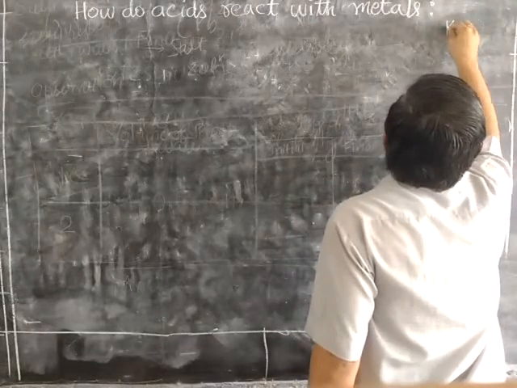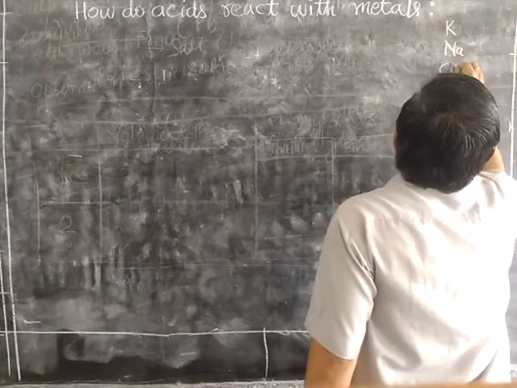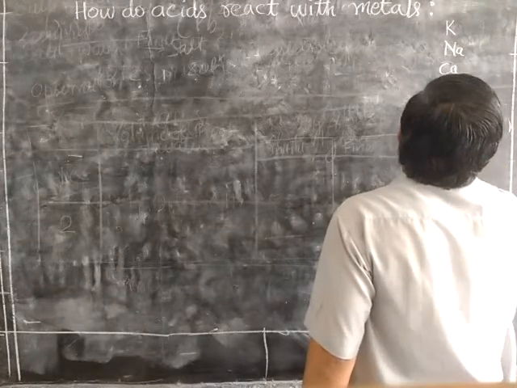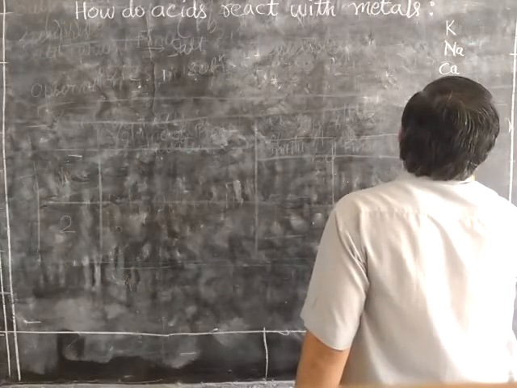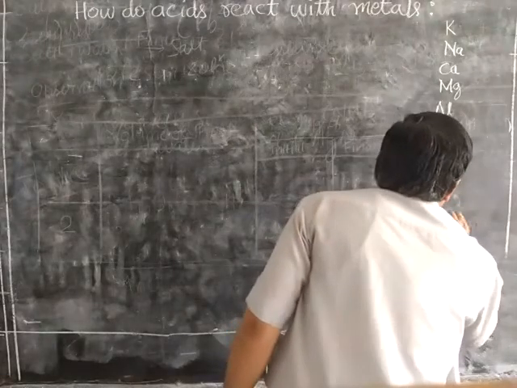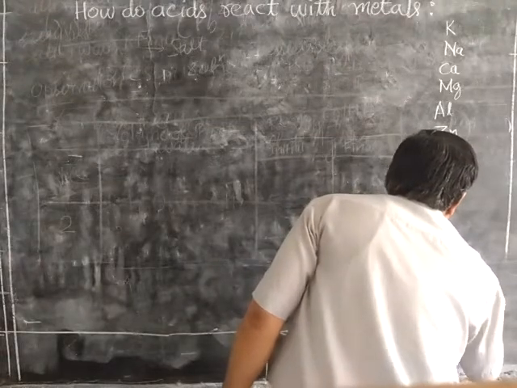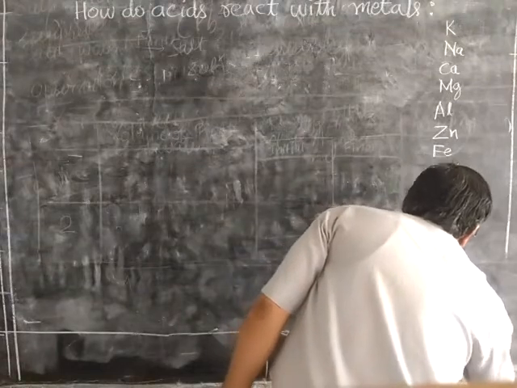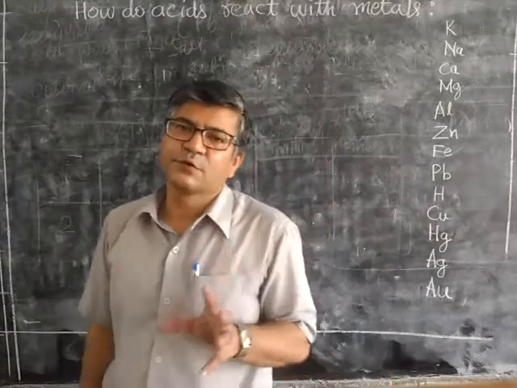Starting from potassium, which is highly reactive, then its neighbor sodium, calcium, magnesium, aluminium, zinc, iron, lead, hydrogen, copper, mercury, and then silver, gold. This is the reactivity series given on that page.